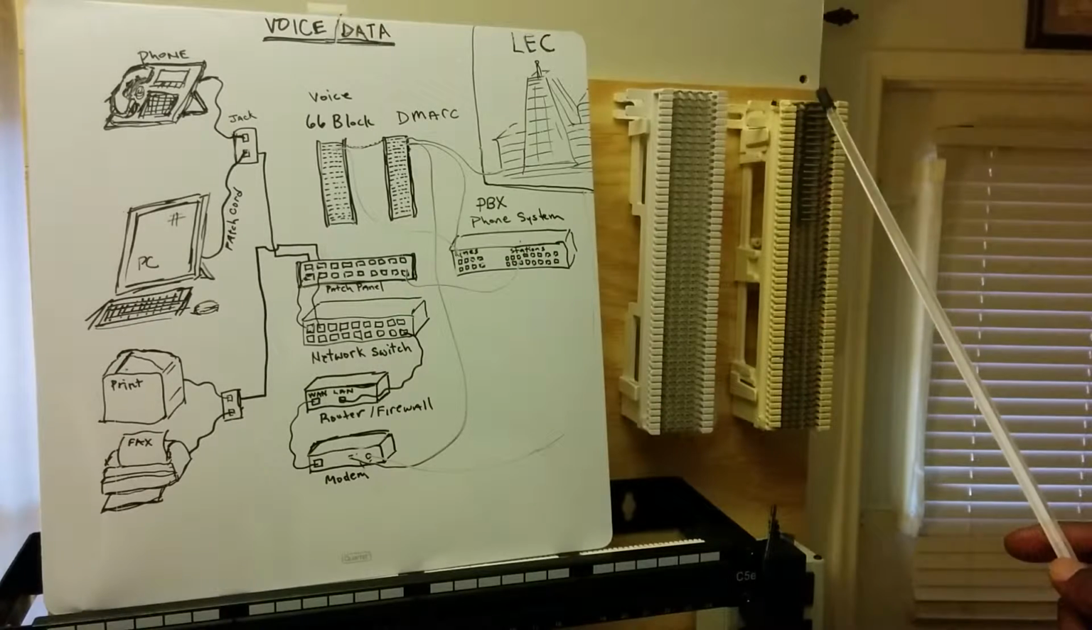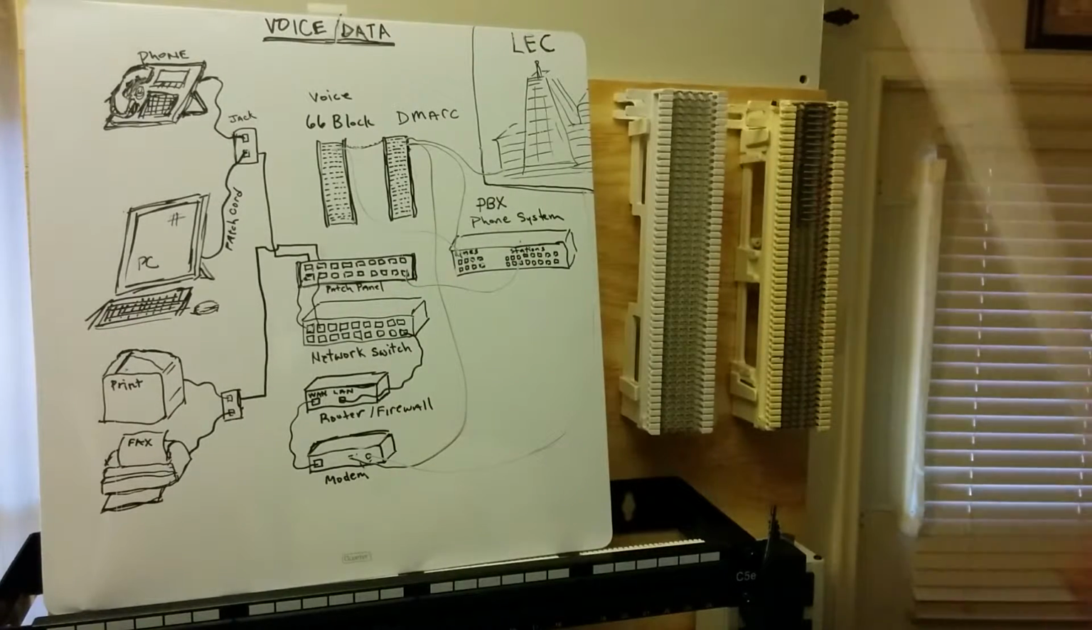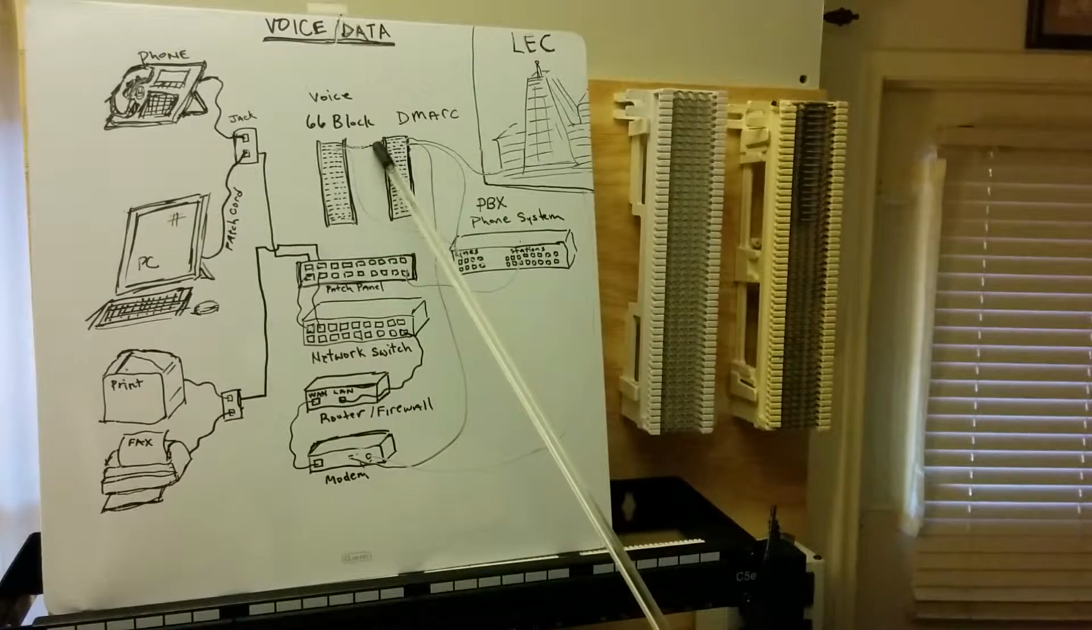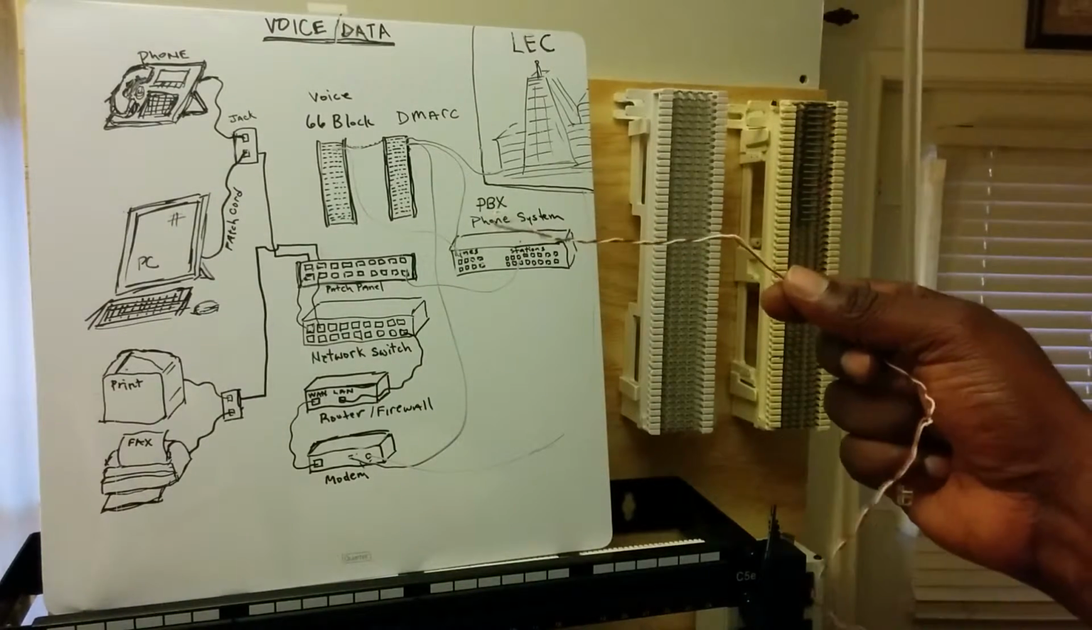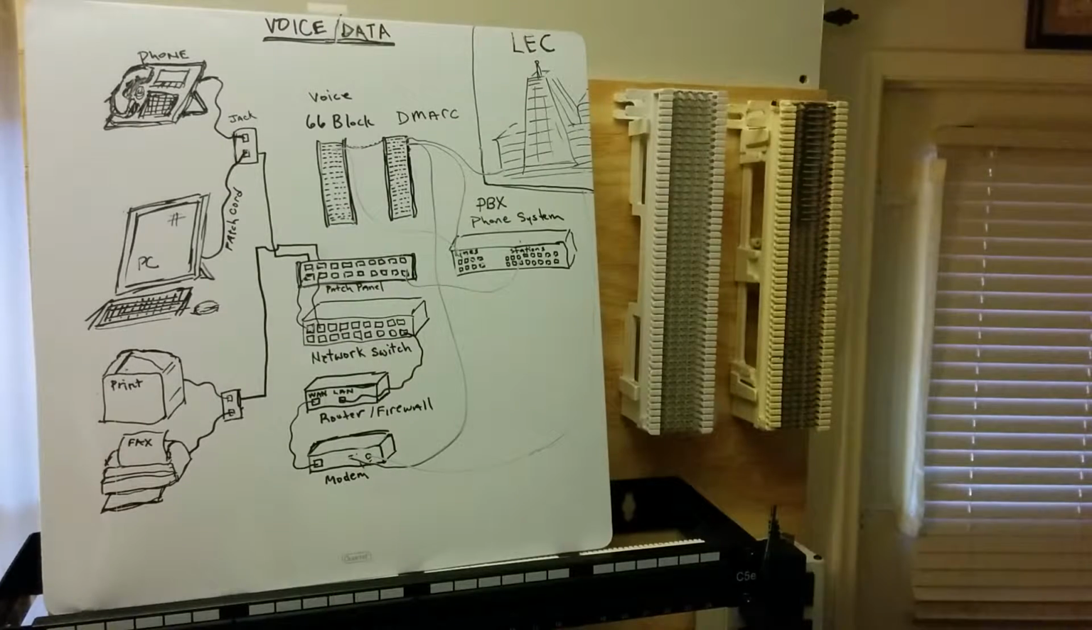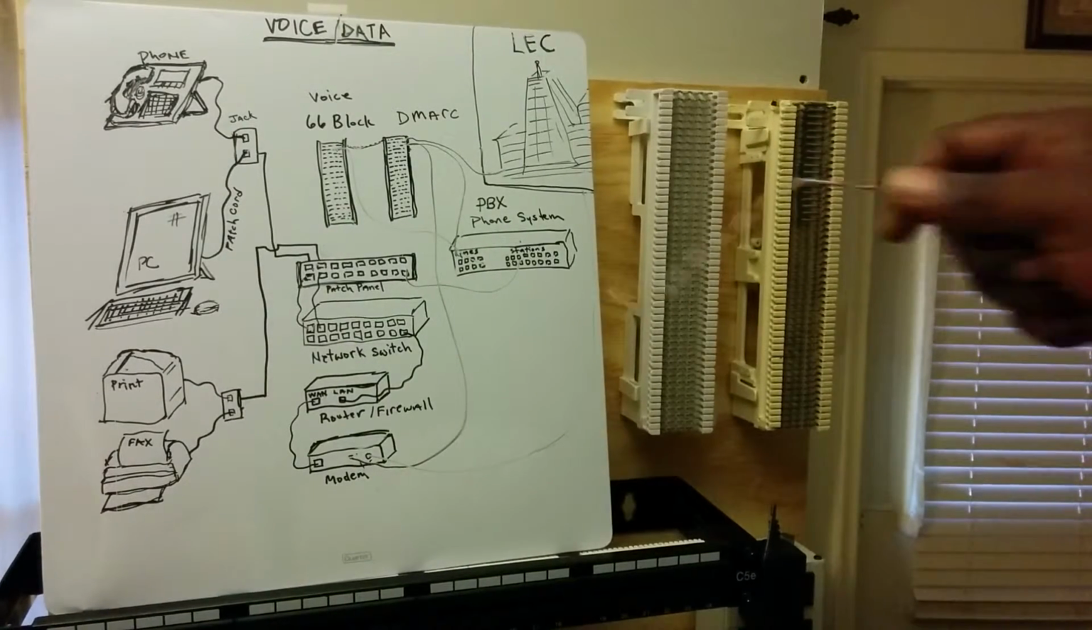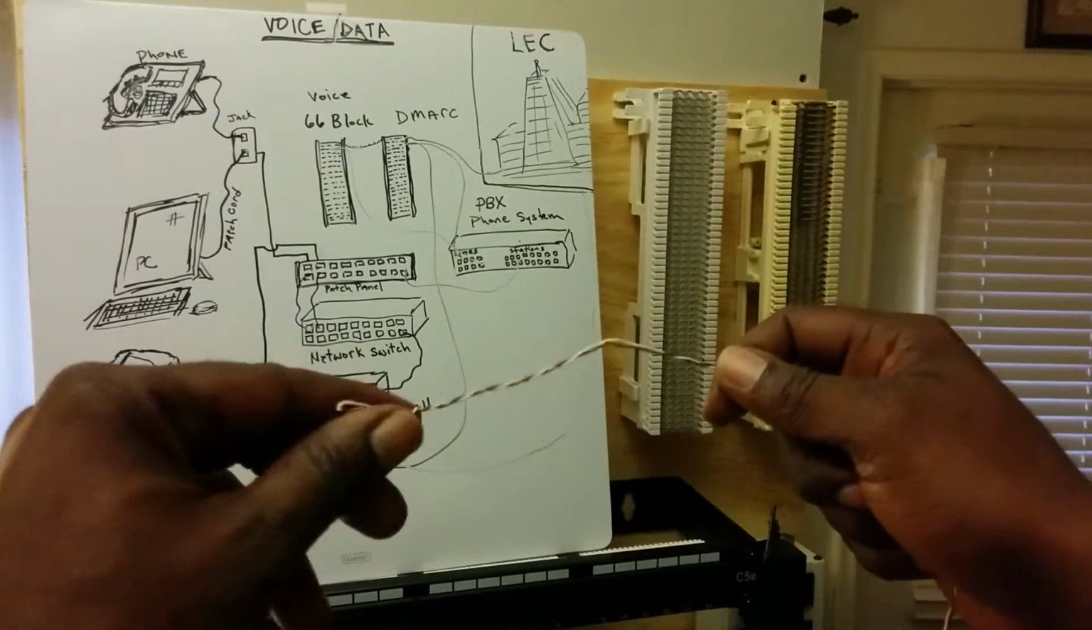Now, how do we get it from here to here? So we're going to use what we call cross connect wiring. That's what this little thing here represents. And here's our cross connect. It looks like this. Let me put this thing down. Okay, so here it is. This is our cross connect wiring.